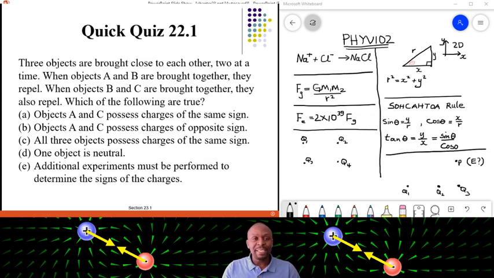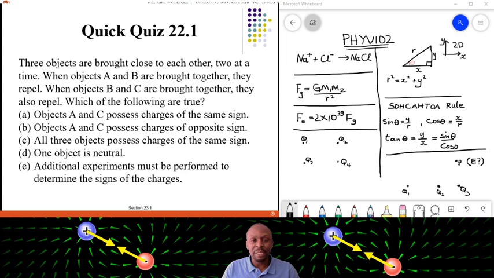Good. With that, let us do the following quick quiz. It says three objects are brought close to each other, two at a time. When objects A and B are brought together, they repel. When objects B and C are brought together, they also repel. Which of the following statements are true?